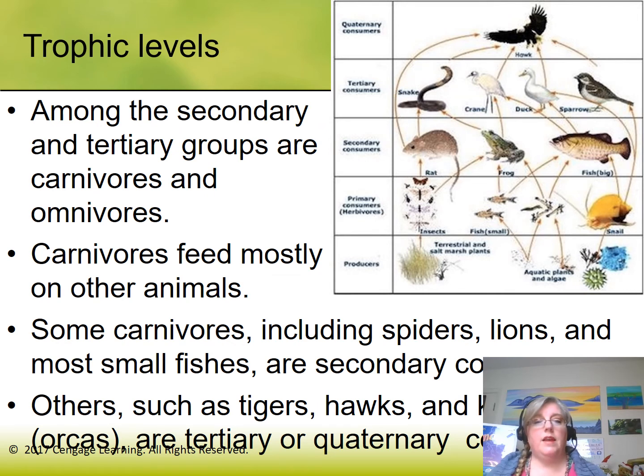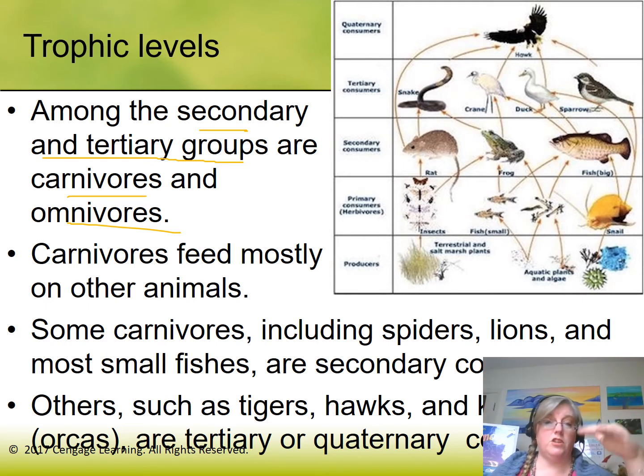Now, among the secondary, tertiary, and quaternary groups, if you have them, you're going to get carnivores and omnivores, because these are the ones that are eating the meat. We're done with the plant eaters. We might have some, like the omnivores especially, that in some instances can serve as an herbivore, which is our primary consumer, but in other instances would serve as a secondary or tertiary. So it depends, especially with the omnivores, they can switch places because they switch their meals.